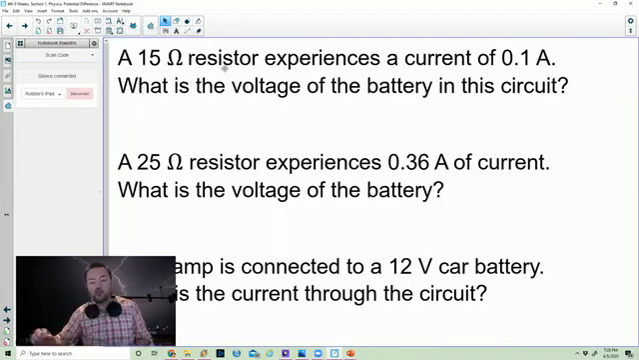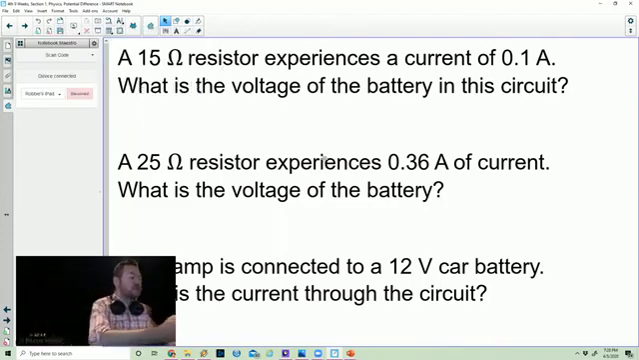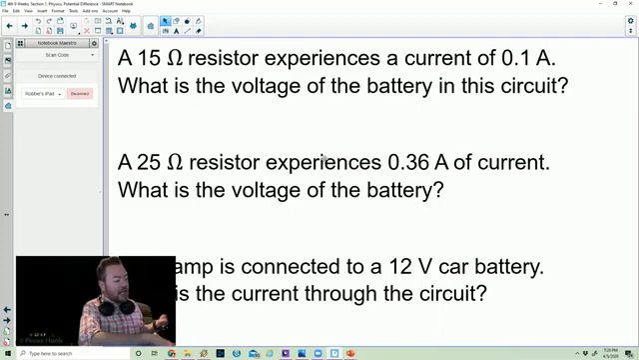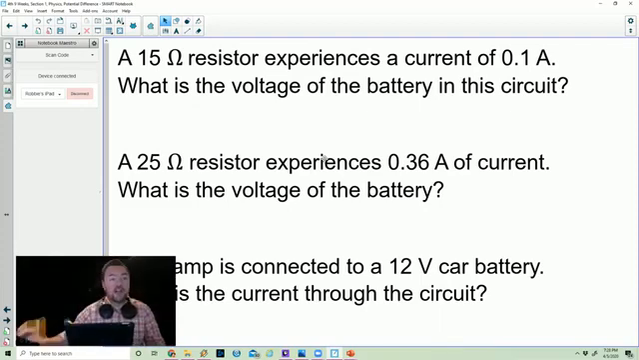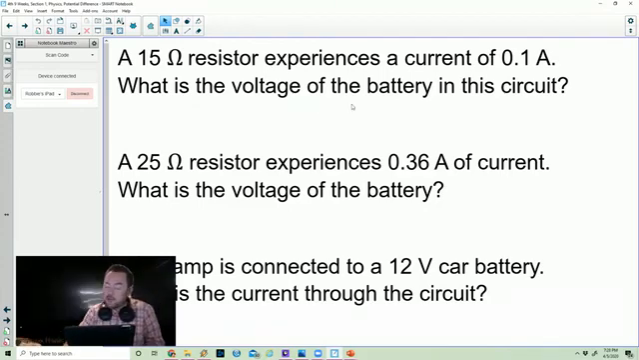You are going to have to work several problems using Ohm's law, and I currently cannot find my stinking pen, so I'm going to have to use my stinking finger to do this. So your problems will look very similar to this. They're not going to be very difficult.